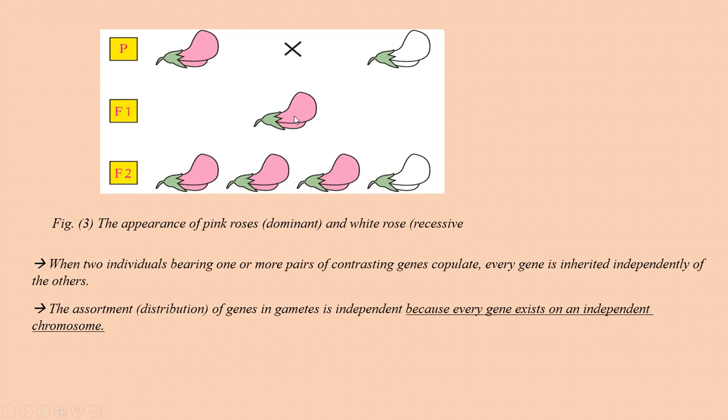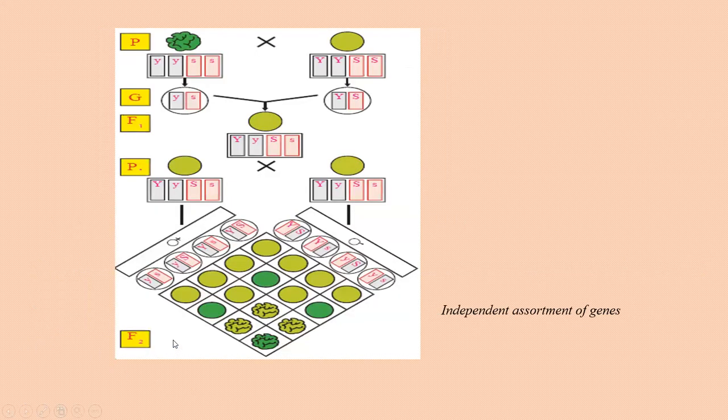Each gene, the gene responsible for the appearance of color, the gene responsible for the appearance of shape, and so on, each gene exists on an independent chromosome. Therefore, the inheritance was independent. This is the independent assortment of genes, like yellow color, which was yellow and smooth, and green and wrinkled, crossed with yellow and smooth. The yellow and smooth were dominant characters.